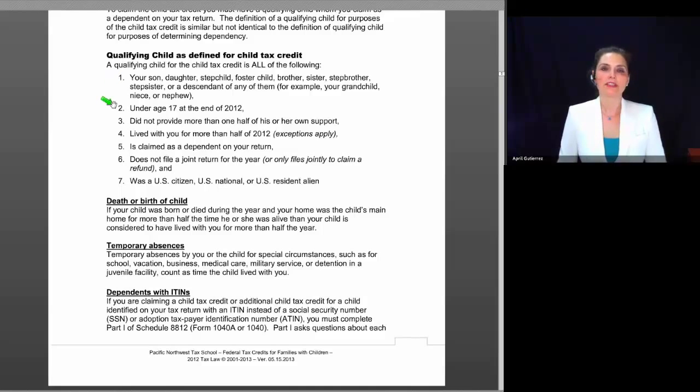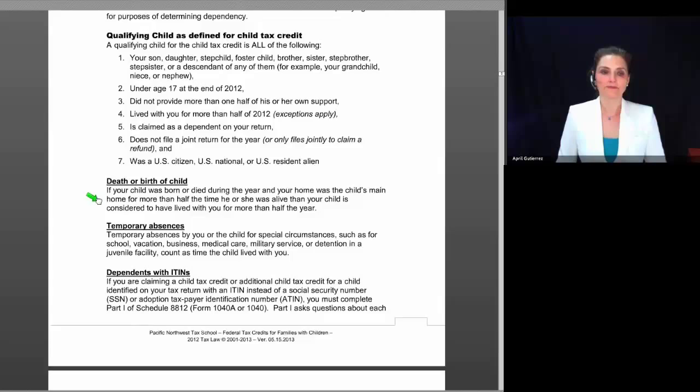And that child must have been under age 17 at the end of the year and did not provide more than one half of his or her own support, lived with you for more than half the year, there are some exceptions that I'll give you, is claimed as a dependent on your return, does not file a joint return for the year, or if they did, only filed a joint return to claim a refund, and must also have been a U.S. citizen, U.S. national, or a U.S. resident alien.